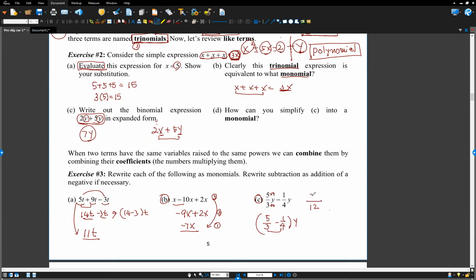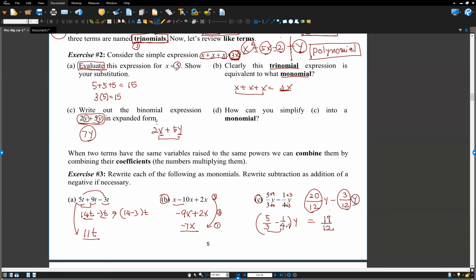So 20 over 12y minus, to make it 12, we multiply by 3, so it's going to be 3 over 12y. Okay, what is this one? Subtract, right? 20 over 12 minus 3 over 12 is how much? 17 over 12.